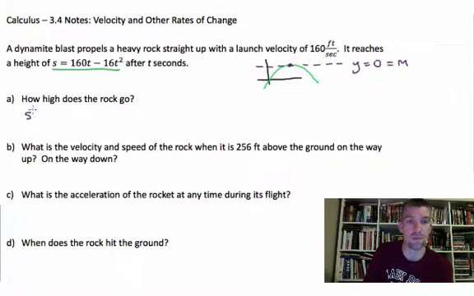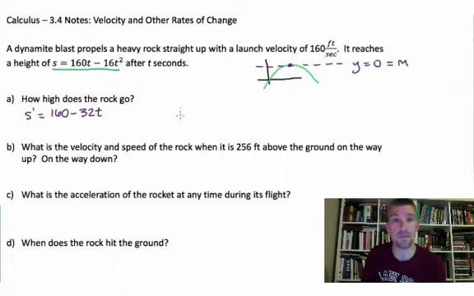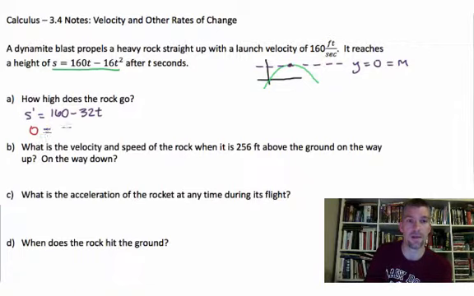So S prime is going to be equal to 160 minus 32t. And that's going to be the equation to find the slope of any tangent line for this graph. I'm really interested in where my tangent line has a slope of 0. So what I'm going to do is put a 0 in here, and I'm going to solve this guy out. 0 equals 160 minus 32t. Sorry about the change in color. Get it back to the right one.